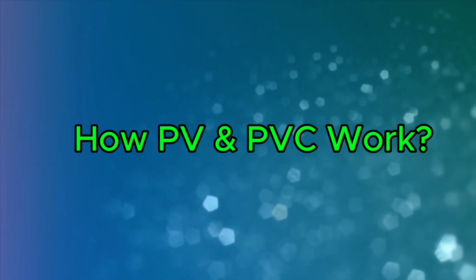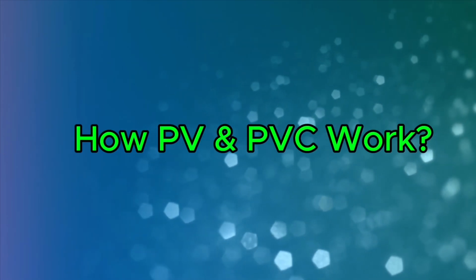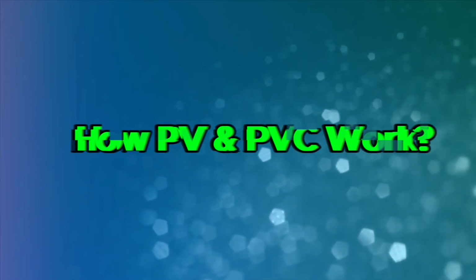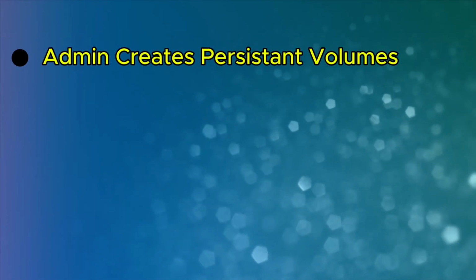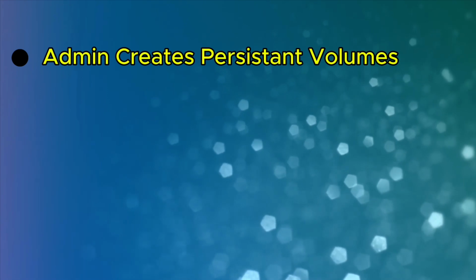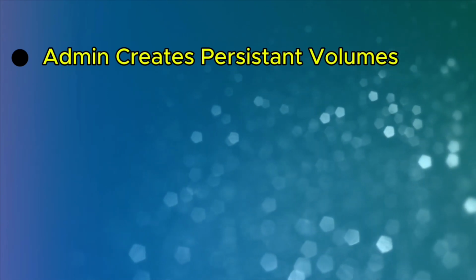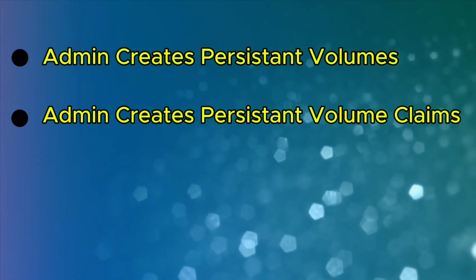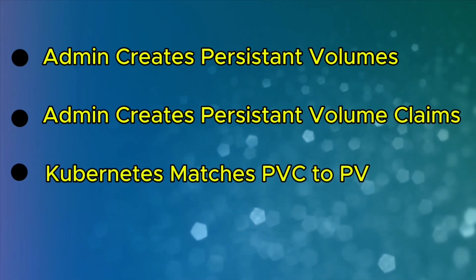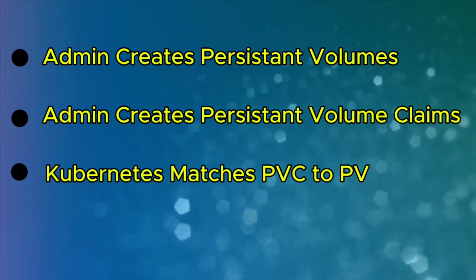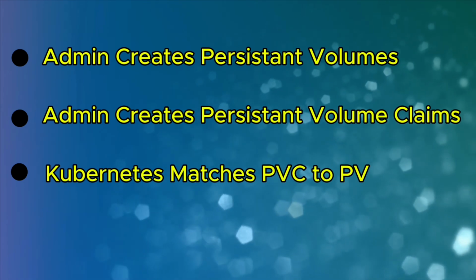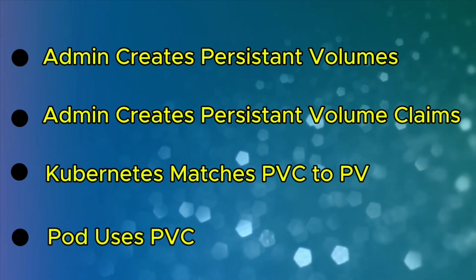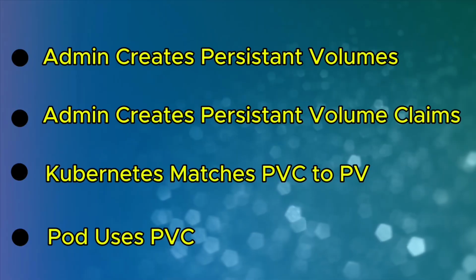Let us now see how PV and PVCs work together. Admin creates a persistent volume manually or dynamically using the storage class. Then a persistent volume claim is created. Kubernetes then matches the PVC to PV. Finally, the pod uses the persistent volume claim.